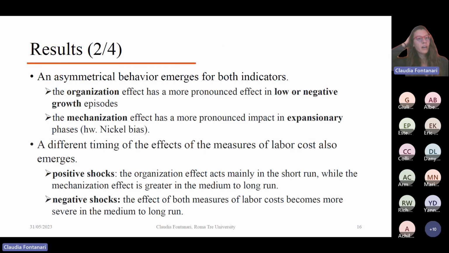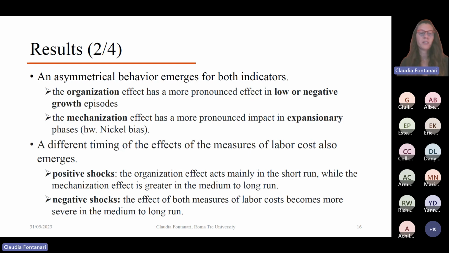There are also some asymmetries that arise. Basically, both effects show a more pronounced impact in negative episodes. The mechanization effect needs to be corrected for the Nickell bias. And a different timing of the 2 indicators also emerged, which is something very interesting because in the literature it's not easy to understand if we manage with these 2 indicators to capture different effects.